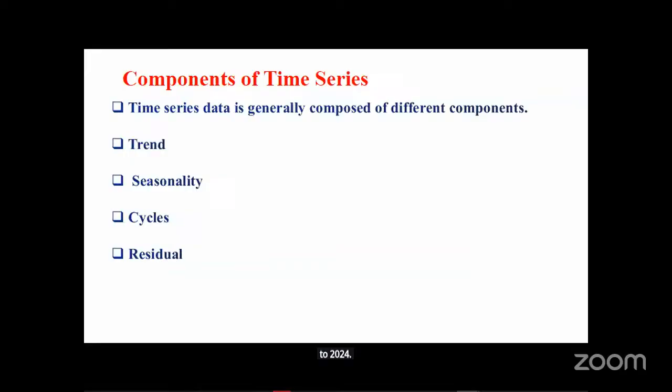So now, having established what time series data is, what are the components that we can extract, or that are inside a time series? They can generally be decomposed into what we call trend, seasonality, cycles, and residuals, or remainder.